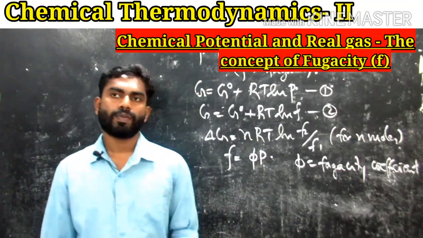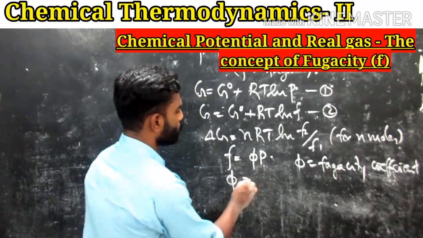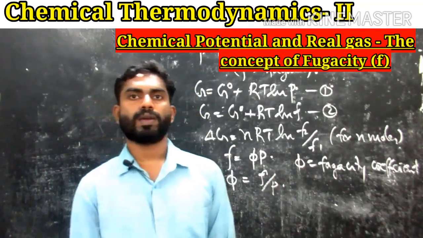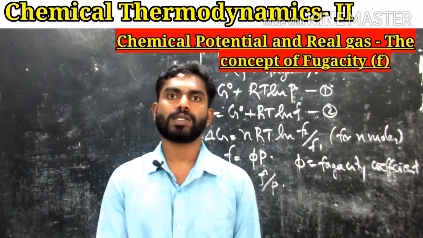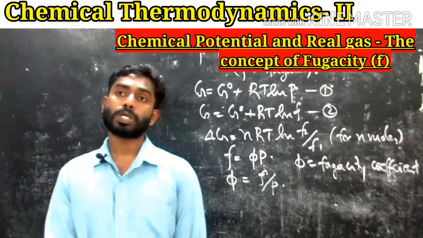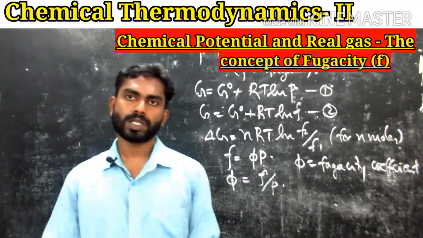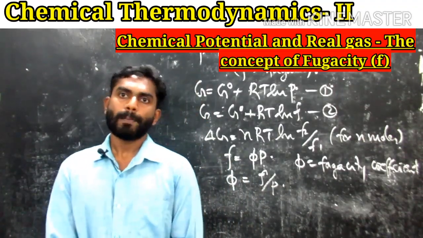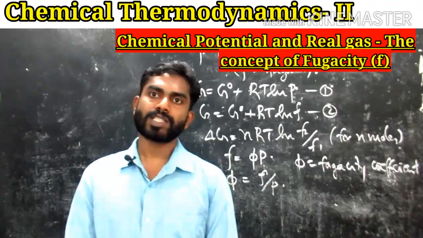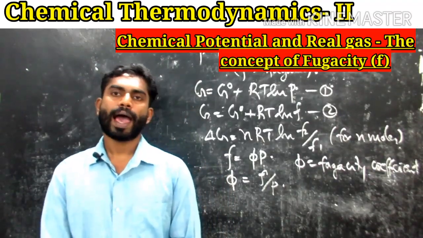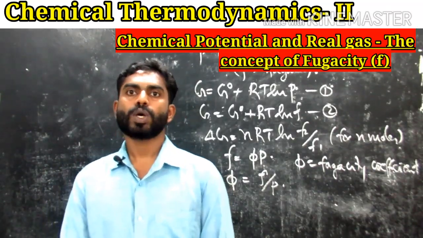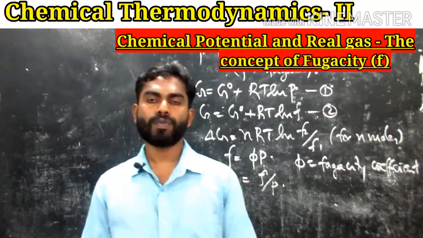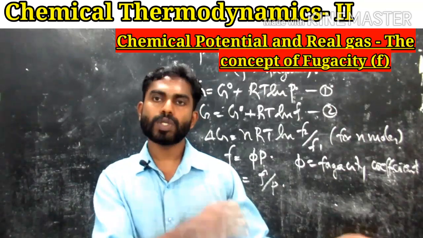Fugacity coefficient, phi, can be simply represented as phi equal to F by P, where the fugacity coefficient of a gas is the ratio of its fugacity to pressure. As pressure P tends to a small value, a real gas tends towards ideal behavior, and then F tends towards P. So as pressure tends to small values, the real gas tends to its ideal behavior.